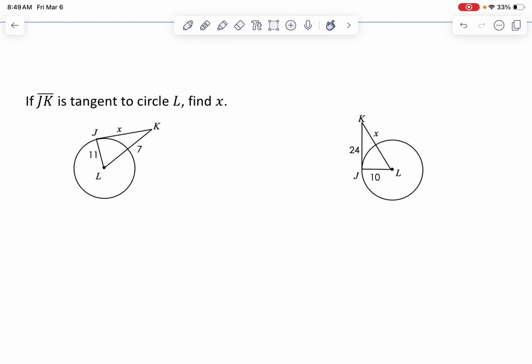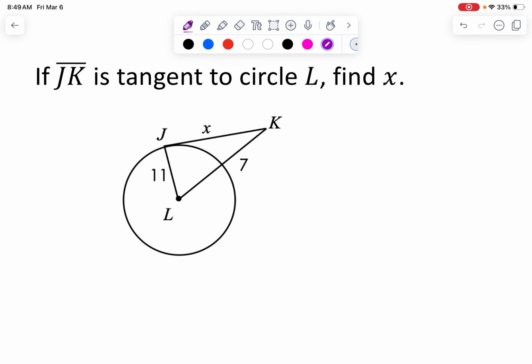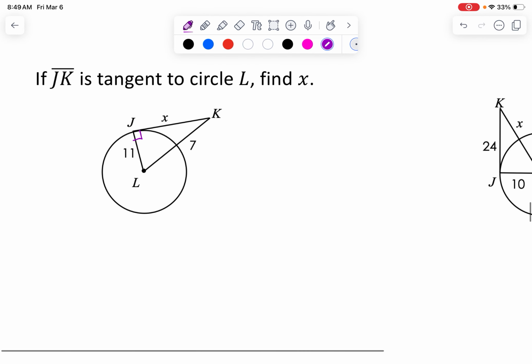And they do try to make some of these a little bit trickier, so I did want to go over a couple of other ones. So it says here, if segment JK is tangent to circle L, find x. So we do know that this time it's tangent, so this is 90 degrees. Find x. So I'm just going to use the Pythagorean theorem here again to figure that out.